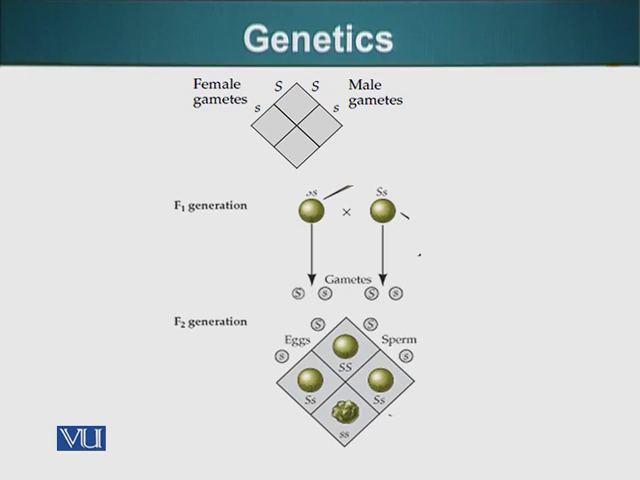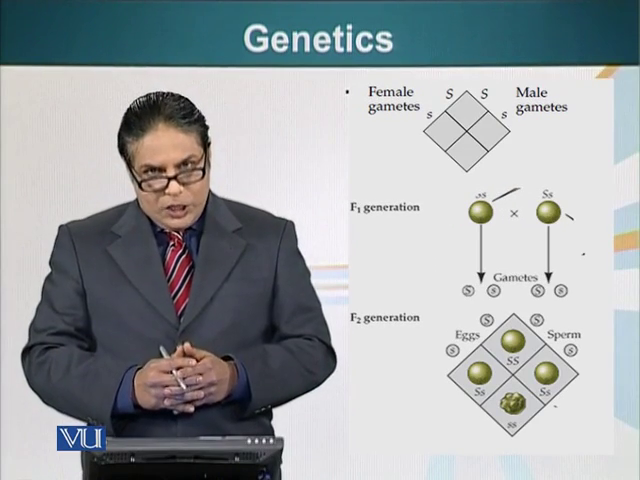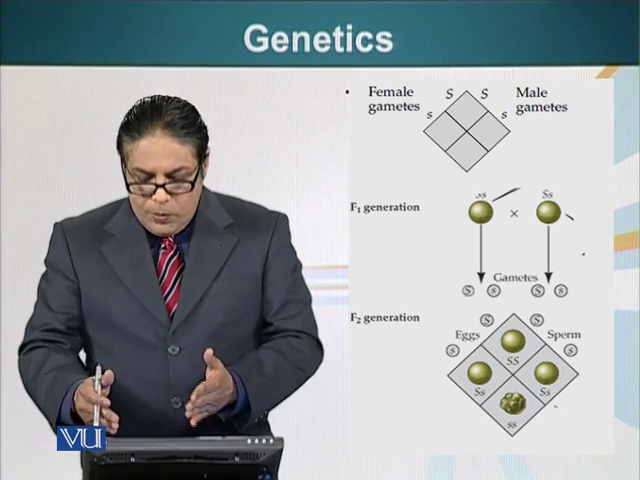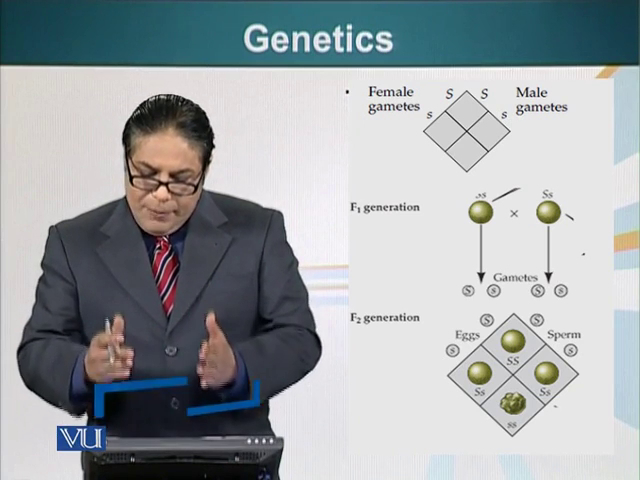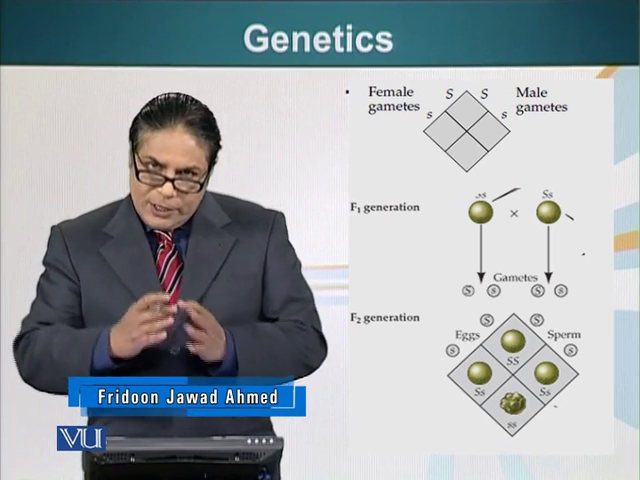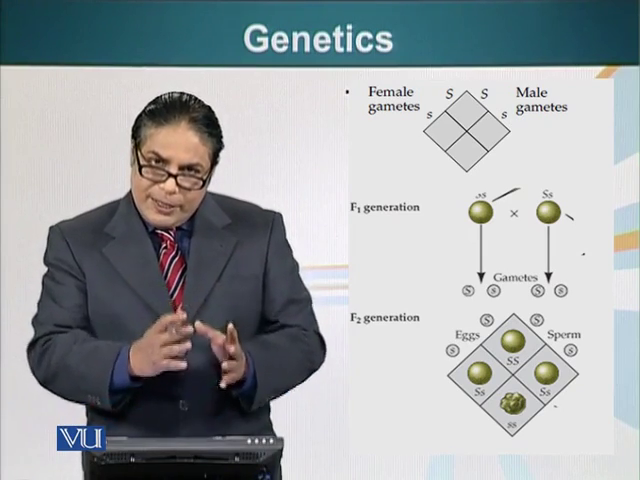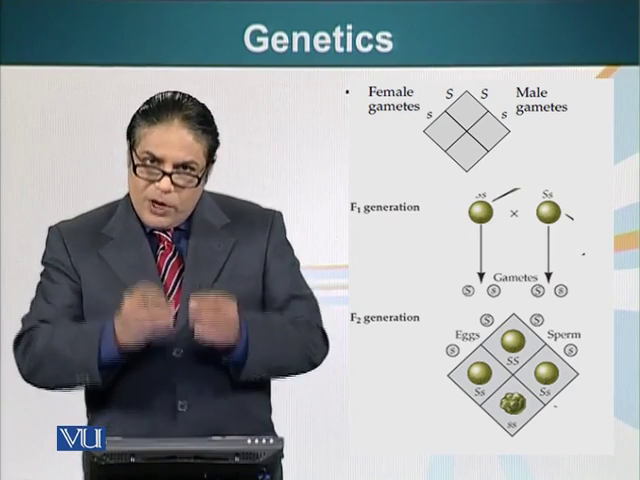We can also summarize this in a simpler way using a Punnett square, which is displayed on the screen. We write male gametes on one side of the square, female gametes on the other side, and then we see what types of different combinations we can make. So when we cross capital S, small s with capital S, small s, these traits will separate.